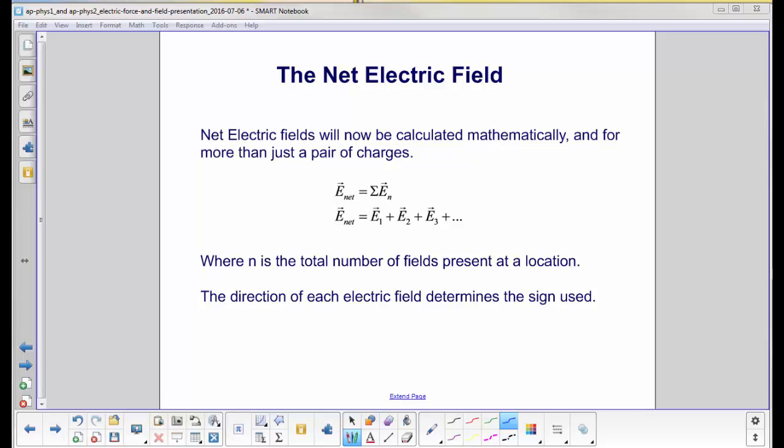Let's expand. Instead of just having two charges, we'll have more charges, and we'll want to calculate the electric field at different points in space. So the net electric field is just the vectorial sum of every electric field due to every charge you have. N is the total number of fields present at a location, and of course the direction of each electric field determines the sign used.